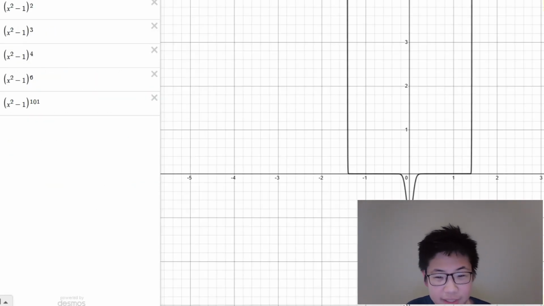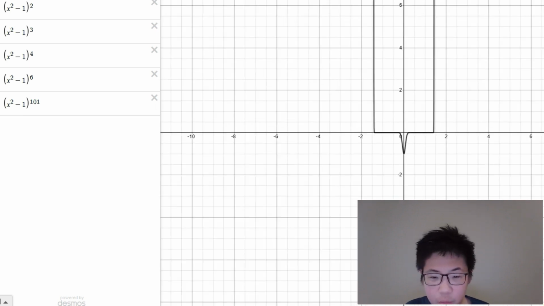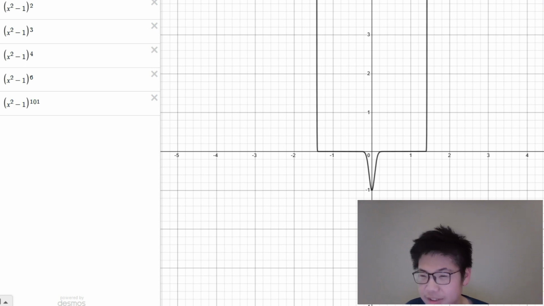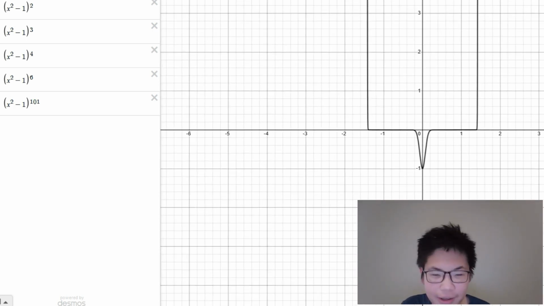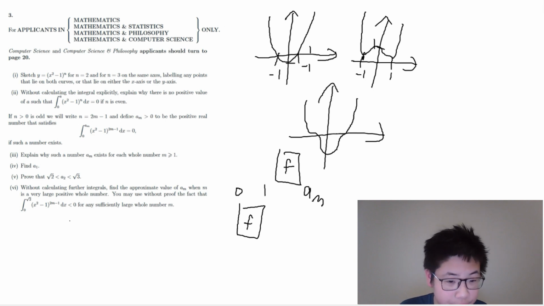So for example, take this very strange graph, (x squared minus 1) to the power of 101. As you can see, there's a finite area between x coordinates 0 and 1. And then you go all the way up here. I'm not bothered to do that because we can still prove that there's a finite area. So let's find a_1.